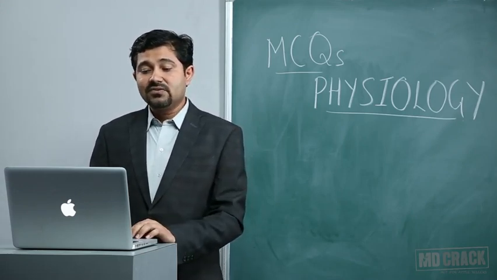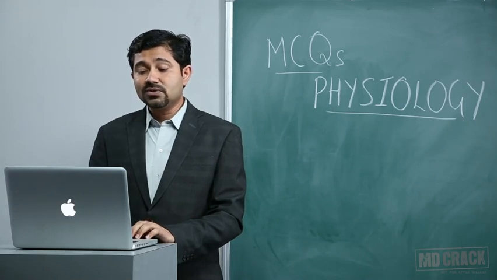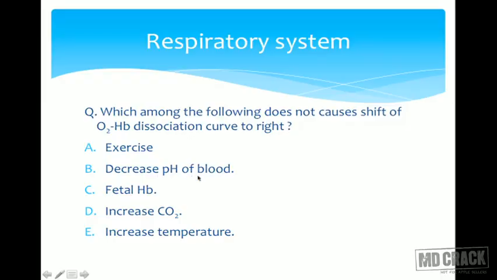In exercise, we require more oxygen, so that is again going to shift the oxygen hemoglobin dissociation curve to the right. Whenever the person is doing exercise, what will happen? There will be decreased pH of the blood; the blood or even the tissues will become acidic. Increase in carbon dioxide content: if the tissue is doing exercise, the carbon dioxide level will increase. There will be an increase in temperature also.